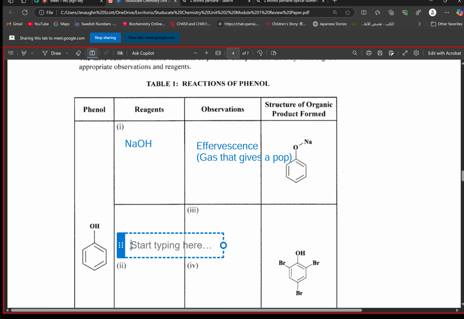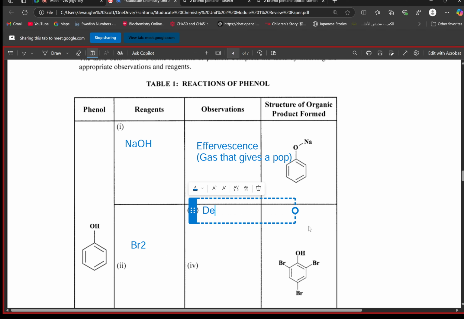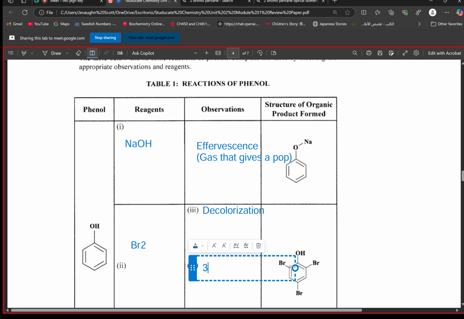What is the reaction here? We're reacting with bromine, Br2. The observation: decolorization. What is also the issue is that we have a brownish or yellowish precipitate being produced. No, it's an antiseptic smell rather. Antiseptic smell. So an antiseptic smell being produced there.